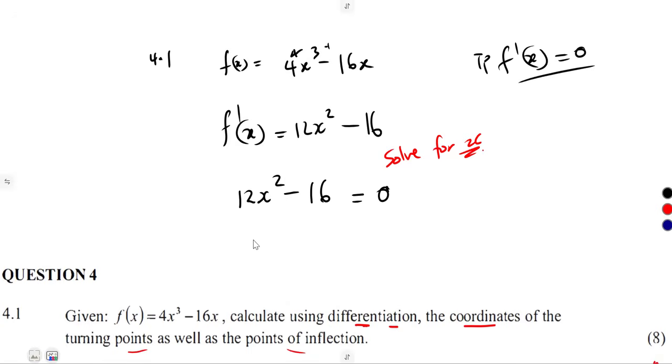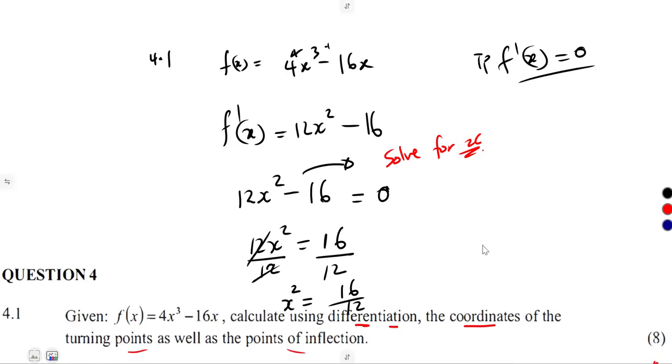Let's solve for x. 12x squared is equal to 16. Move the minus 16 to the other side, where it becomes positive. Then simply divide by 12 on both sides. That gives x squared is equal to 16 over 12. What about x? Square root both sides.